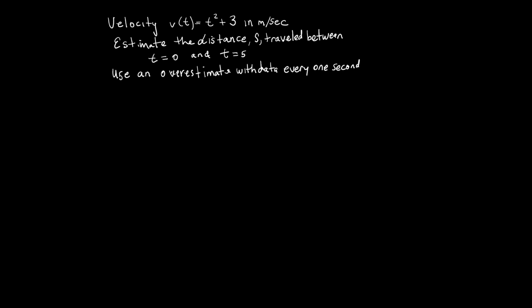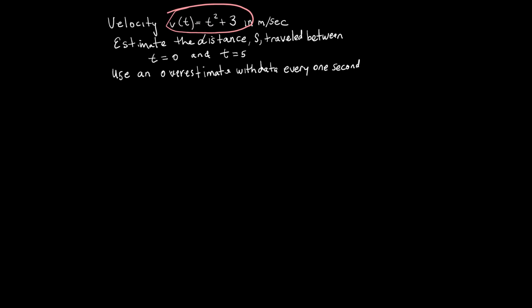All right, so we're given this velocity, t squared plus 3, in meters per second. Estimate the distance. So in other words, I'm going to find the area underneath that rate traveled between t equals 0 and t equals 5 with an overestimate with data every 1 second. So you can either draw this or you can do a table, whatever you find is easier.